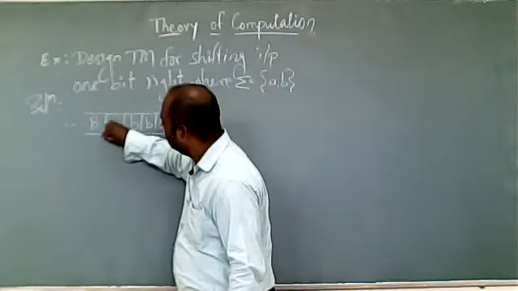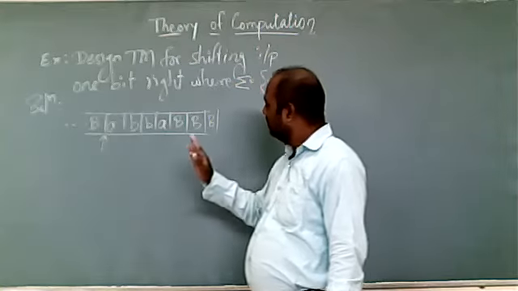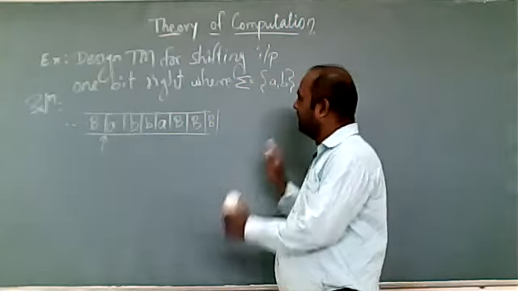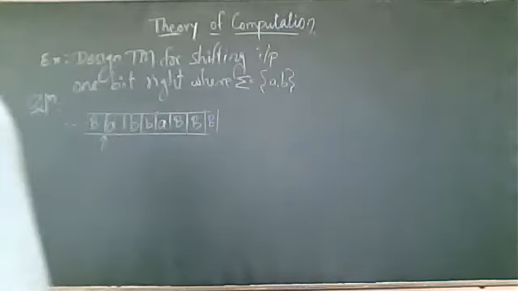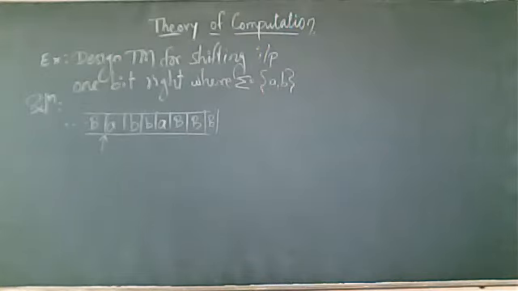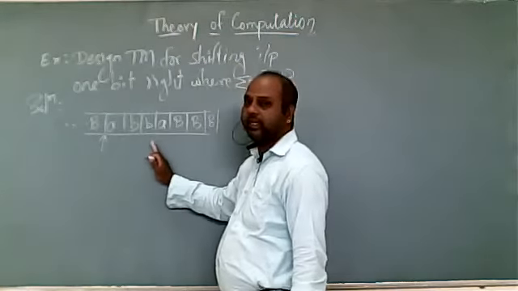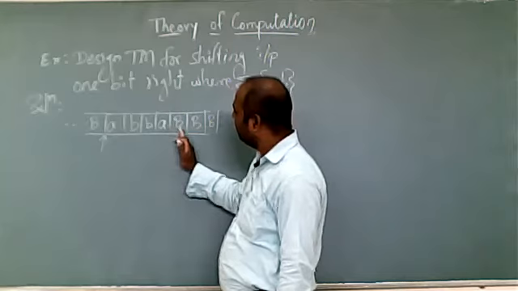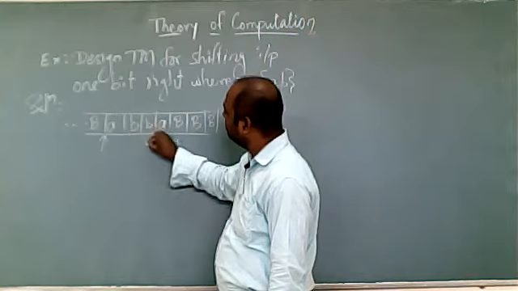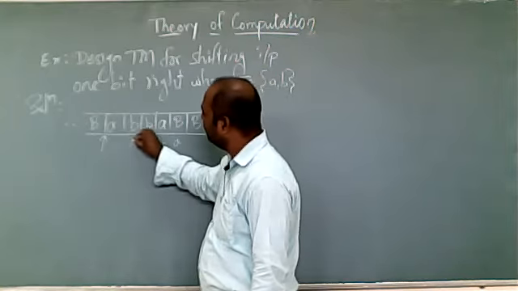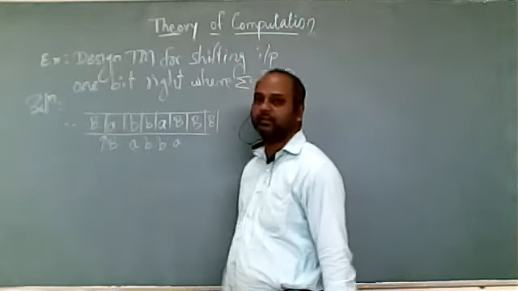Your head is always at the first input symbol. Now, one bit right, what does it mean? The rightmost A will be shifted here. This A will be shifted here. This B will be shifted here. This B will be shifted here. This A will be shifted here. And this A will be blank. This blank will be shifted here.